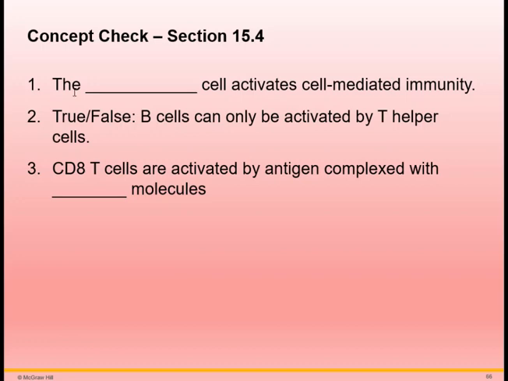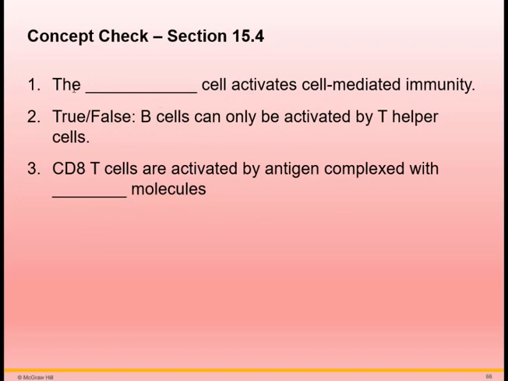And the three questions that we have for this section 15.4 are: number 1, the blank cell activates cell-mediated immunity. Number 2, true or false, B cells can only be activated by T helper cells. And number 3, the CD8 cells are activated by antigen complex with which type of molecules?